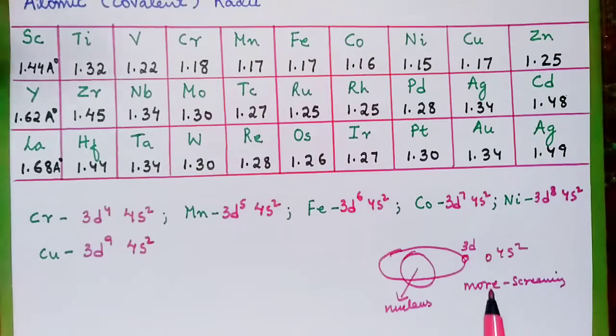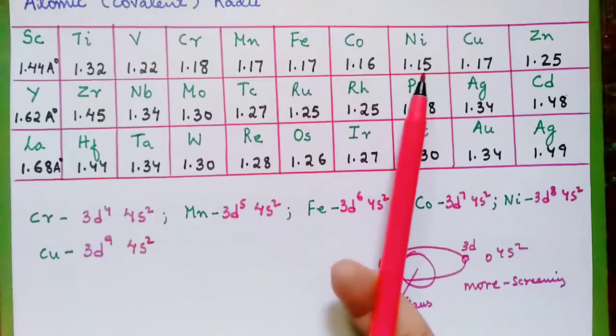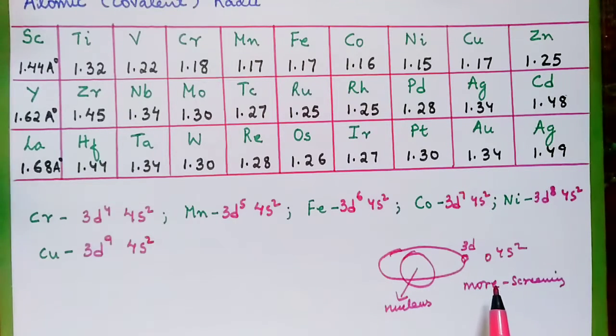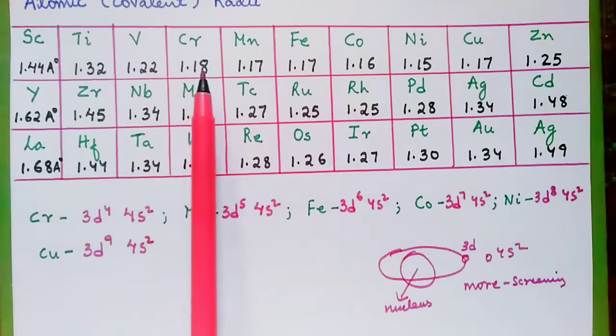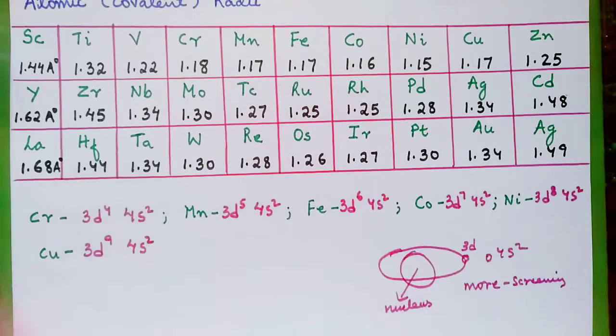Because of that, the atomic radii from chromium to copper do not differ much. So you have to know that as the electrons increase in the 3d orbital, the screening effect is more. The more the screening effect, the more will be the opposition to the attraction due to the nucleus. So that's why the atomic radii from chromium to copper do not differ much. They are very close to each other.